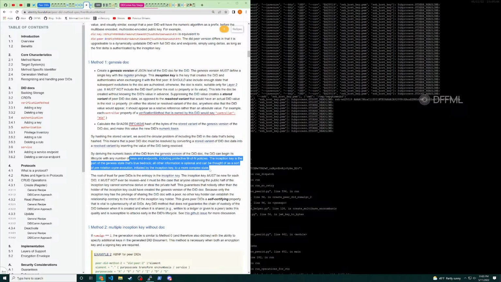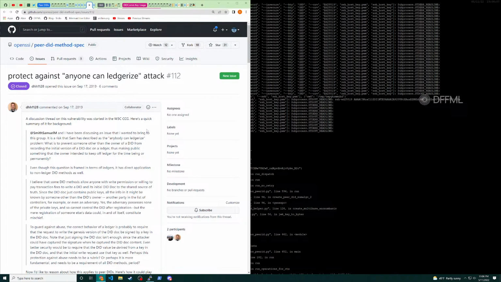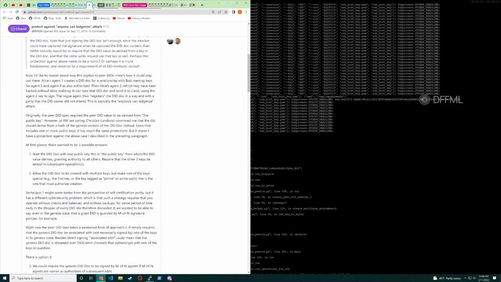This gives pure DIDs a self-certifying property that is vital to the cybersecurity of all its DIDs. Any DID method that does not guarantee the chain of custody of the DID between when it is created and when it is shared, e.g. written to a ledger or given to a peer, lacks this quality and is susceptible to attacks early in the DID's lifecycle. See this GitHub issue for more details. Anyone can ledgerize, all right.